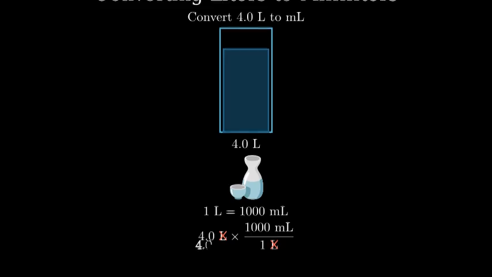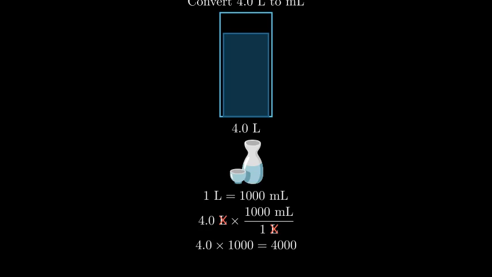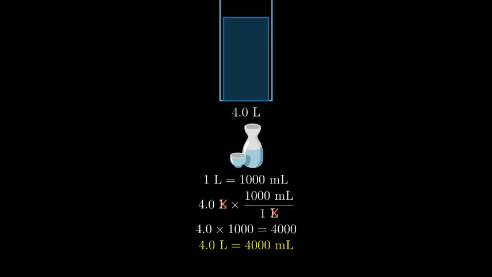Now let's solve. 4.0 times 1,000 equals 4,000. Therefore, 4.0 liters equals 4,000 milliliters.